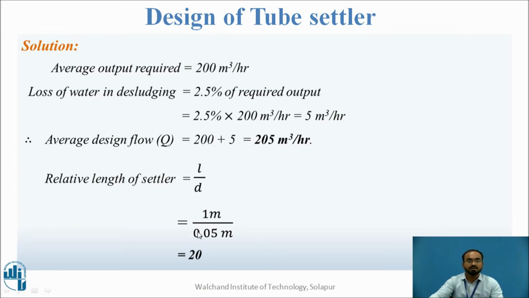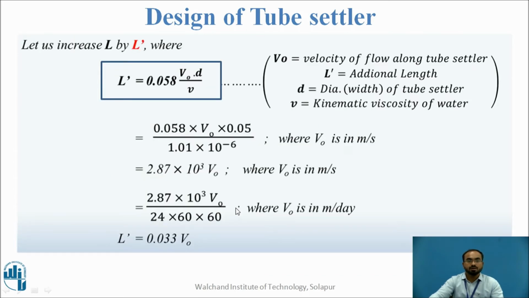Relative length of the settler is a very important criterion here, which will be small l by small d, that is 1 meter divided by 0.05 meter. Both are parameters of the tube settler, the length and the size, and this comes to 20. Now we know the length of the tube settler, but we have to increase the length of the tube settler arrangement slightly.